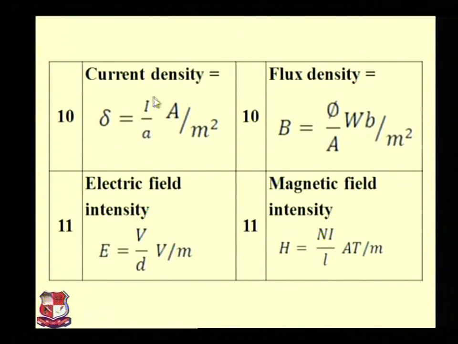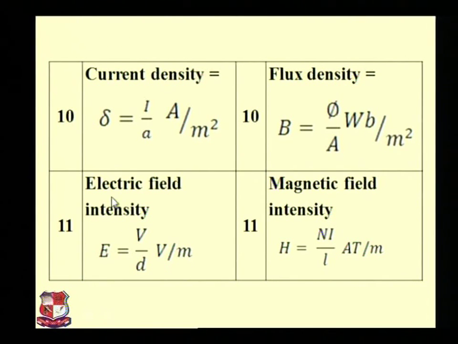Now the 10th point, current density. Current density is represented by delta equal to I upon A, that means amperes per meter square, and flux density is given by B equal to phi upon A, flux per area, Weber per meter square.